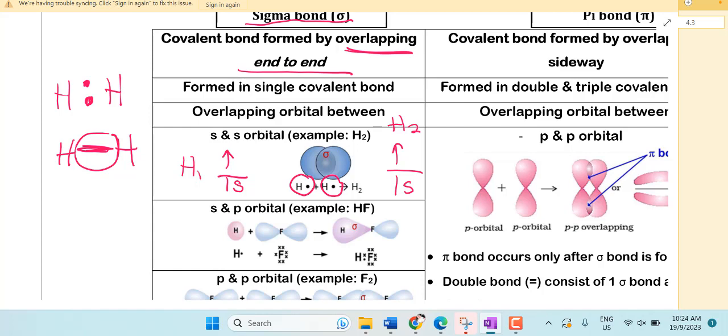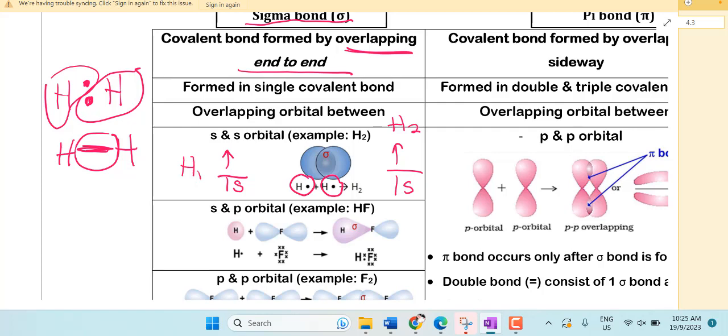Maksudnya dekat sini adalah bila dua atoms nak buat covalent bond, dia akan mendekati each other dan dia akan share satu elektron dan another atom akan share satu elektron. Elektron ni duduk dekat dalam orbital. Orbital yang kita pernah belajar dululah, s orbital, p orbital, d orbital. So, bila dia mendekati each other, dia share satu elektron and then another atom pun share satu elektron.